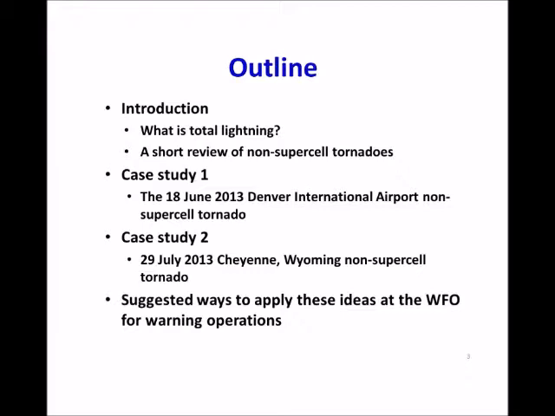We'll have a little introduction about total lightning and then a little review about non-supercell tornadoes. Then we have a very detailed case, this tornado that went right over DIA, Denver International Airport, on the 18th of June in 2013. And then a case not as much detail, but it'll give you an idea what the total lightning data would look like in AWIPS, and then how we might apply these ideas to warning operations.